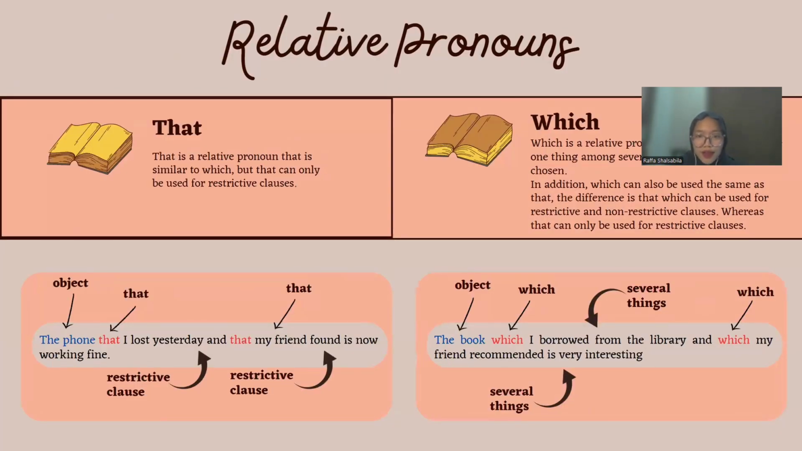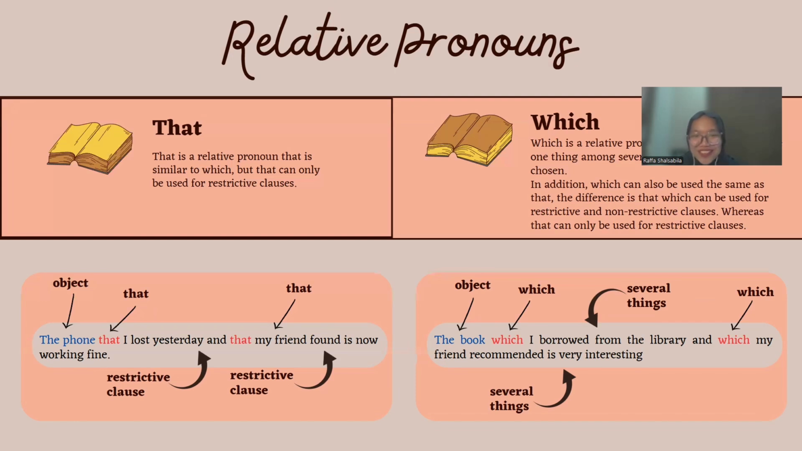That. That is a relative pronoun that is similar to which, but that can only be used for restrictive clauses. For example, the phone that I lost yesterday and that my friends found is now working fine. The main clause is the phone is now working fine. The adjective clauses describe one noun, the phone. That I lost yesterday explains that the speaker lost the phone. That my friend found explains that his friend found the phone. Both clauses are connected by the conjunction and both describe the noun the phone.